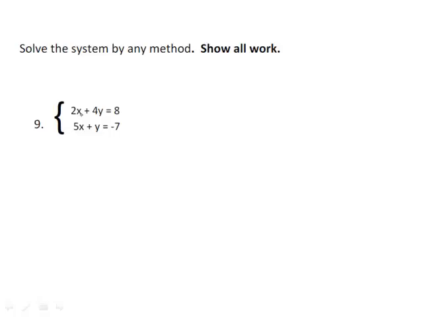I don't have any opposites in the x's. I got positive 2x and positive 5x. I don't have opposites in the y's. I got positive 4y and positive y. However, I could multiply the bottom equation by negative 4 to create opposites. So when we do that, negative 4 times 5x is negative 20x. Negative 4 times y is negative 4y. Negative 4 times negative 7 equals 28. All right? And then I bring down the other equation.